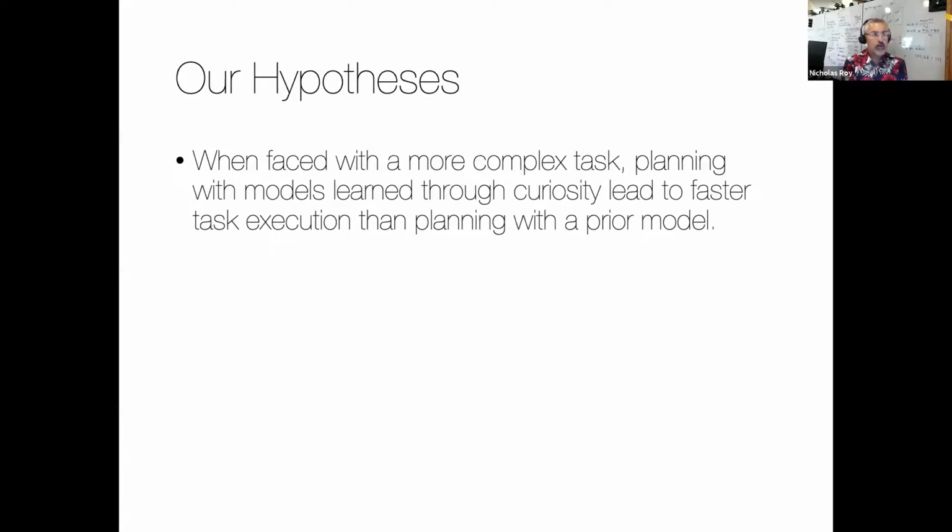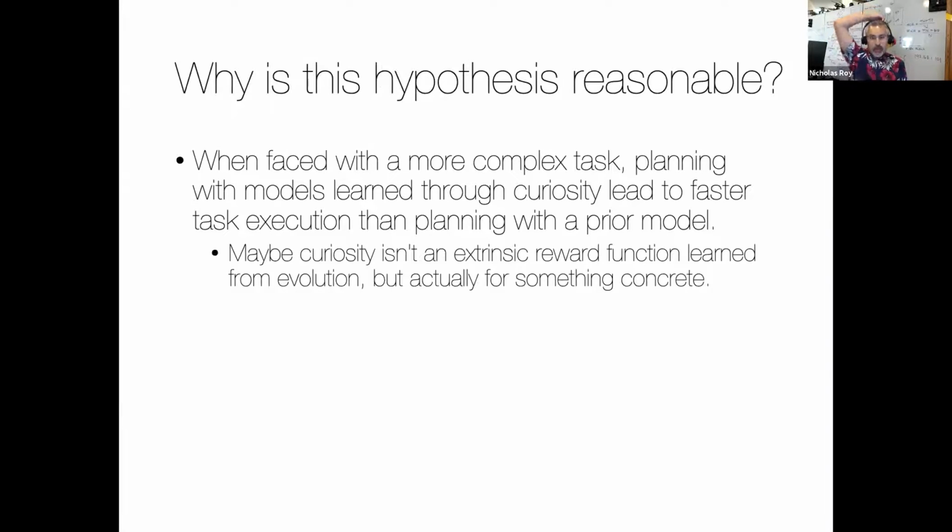And so going back to our hypothesis is that we believe that when faced with a more complex task, if we've built models of the world through curiosity, that's going to allow us to perform future tasks faster than planning with a prior model. And so, why is this hypothesis reasonable? Maybe it's the case that curiosity isn't an extrinsic reward function that's learned from evolution, but actually we have a prior over tasks that allows us to explore the world concretely.